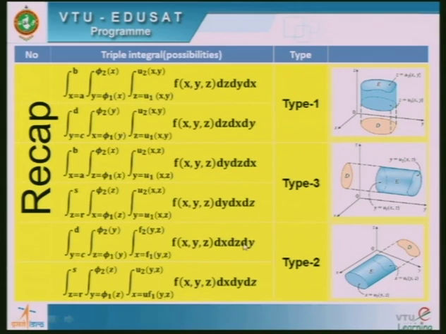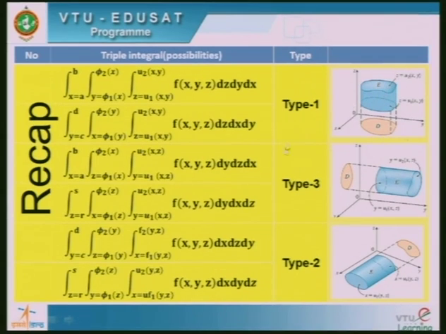In type 2, first you integrate with respect to x, where the x limits are functions of y, z, then go for z and y, or y and z. The third type we discussed, first integration with respect to y, means the y limits are functions of x and z, then integrate with respect to x and then z, or z and then x. For any given surface, you have to identify the limits, which type you want, type 1, type 2 or type 3, from the given f(x, y, z).